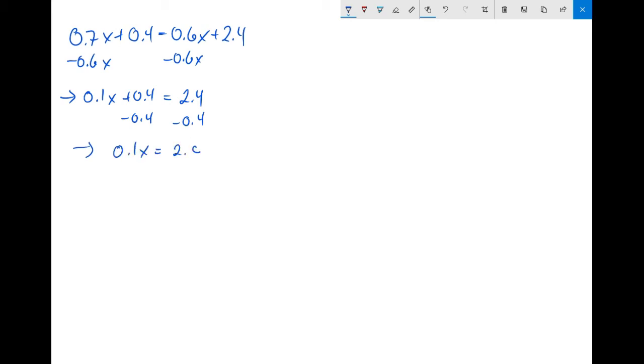So that would be 2.0. And then our last step would be divide by 0.1 on both sides. So we get x. And if you plug this in your calculator, you should be able to get 20 for this one as a solution.